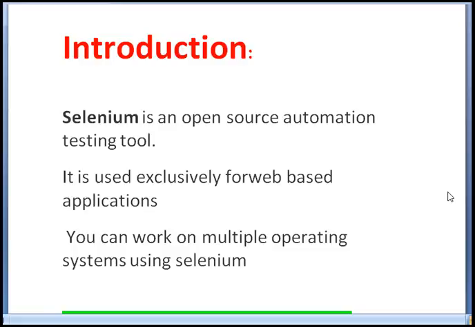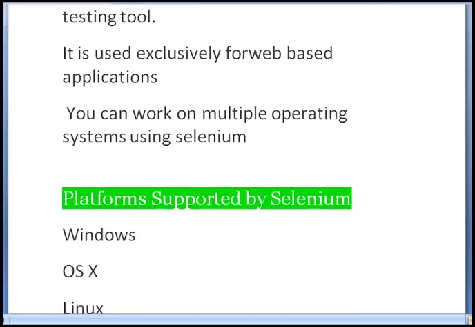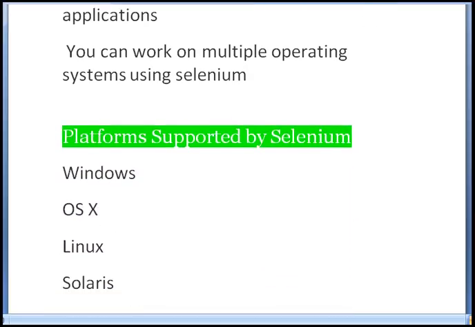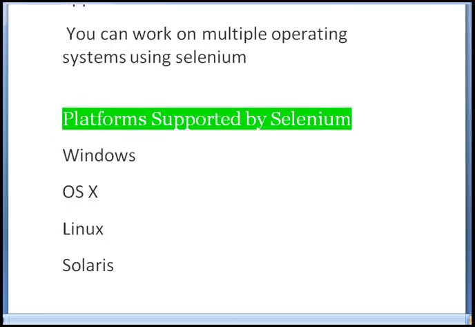If you start speaking about the features of Selenium, the first and foremost is that it works on multiple operating systems. It's not limited to Windows, you can also work on iOS. That means the platforms supported by Selenium, as you can see here, are Windows, Linux, Solaris, and even iOS. So it supports multiple operating systems. That really made it stand on top compared with other automation tools present in the market.